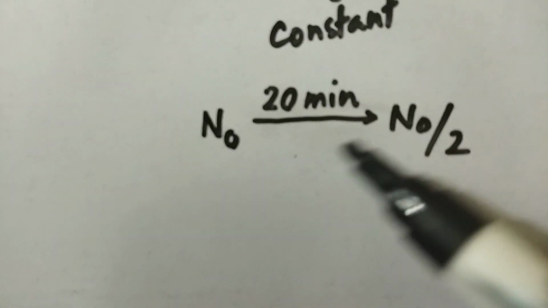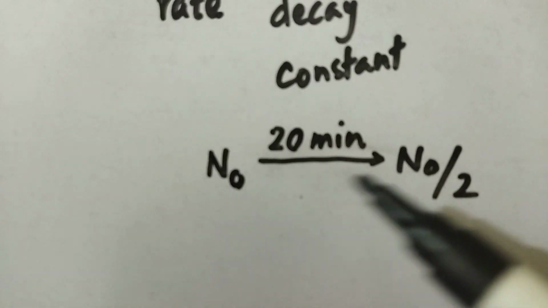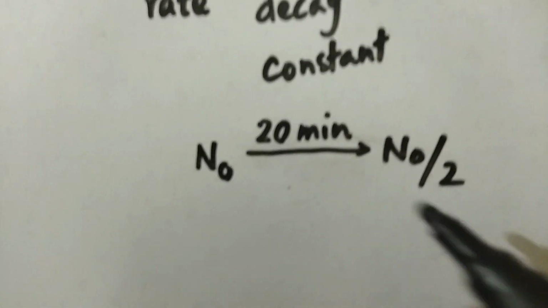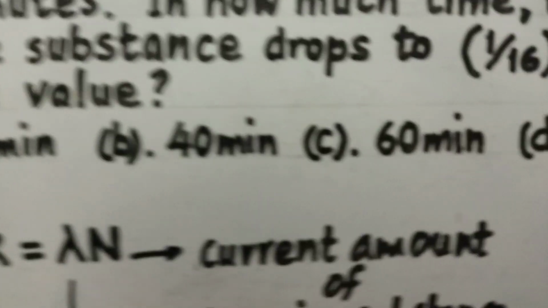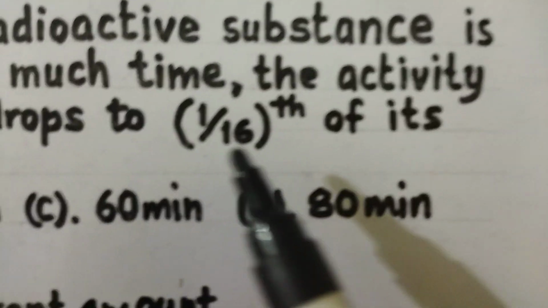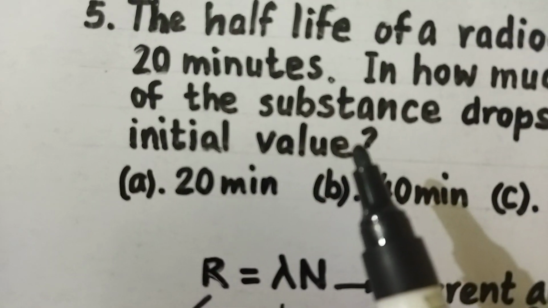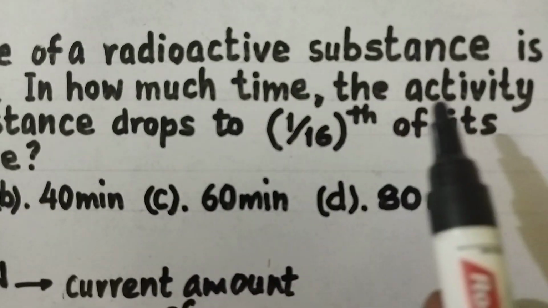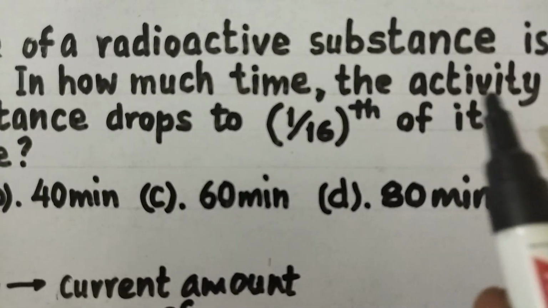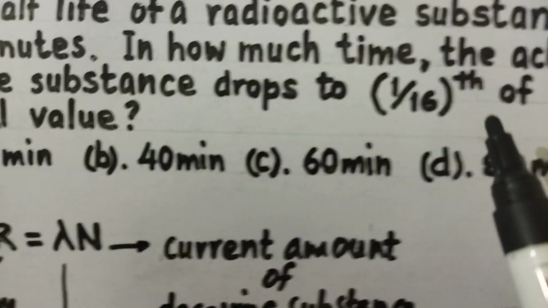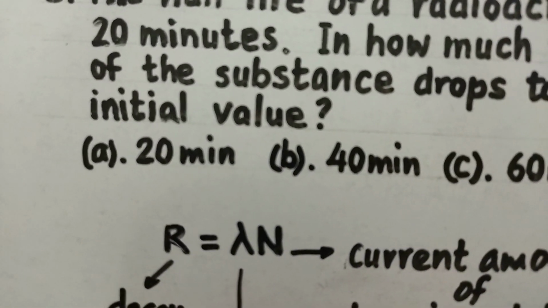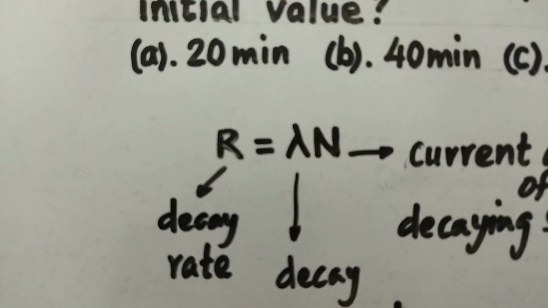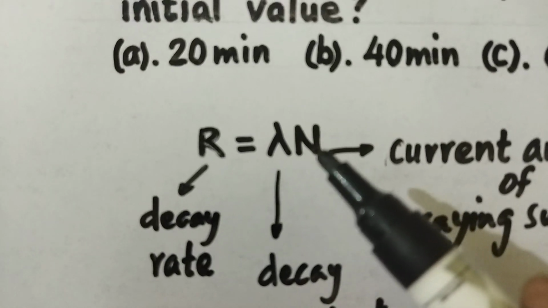A simple common sense, a simple rational thinking will tell us how many times it's going to reduce, because it's given that it is 1/16th of its initial value. What is that initial value? The initial value is the activity. They're talking about the initial activity. Now it is 1/16th of the initial activity.